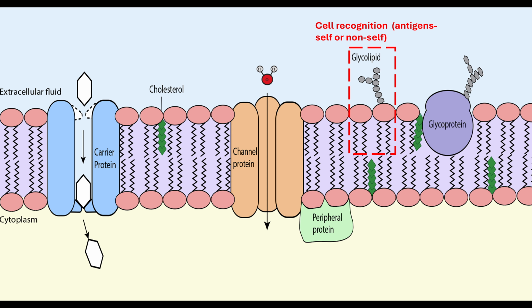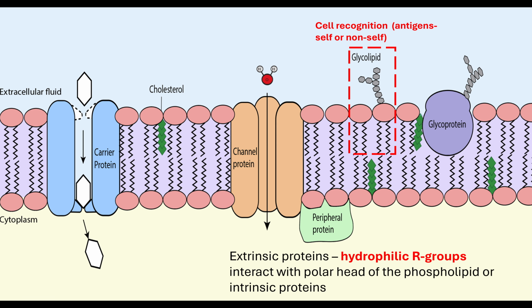So we have these intrinsic proteins, we have these glycolipids, we also have peripheral proteins, or what's known as extrinsic proteins. So if we have a protein which sits and interacts on the outside and interacts with the polar heads of either the phospholipids, or it interacts with the outside of the intrinsic proteins, they are called extrinsic proteins. Now, that's because they have hydrophilic R groups. They're hydrophilic, which means that they form hydrogen bonds. And because they can form hydrogen bonds with water, they sit on the outside of the membrane.